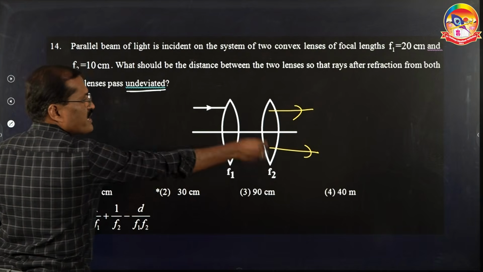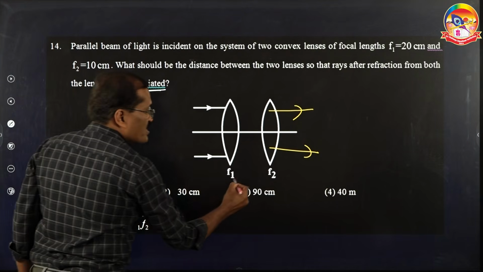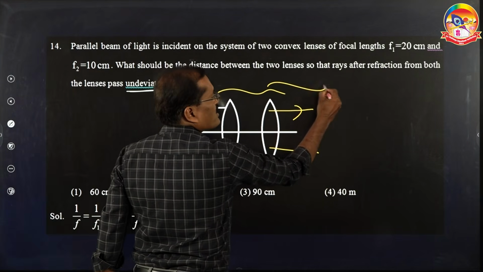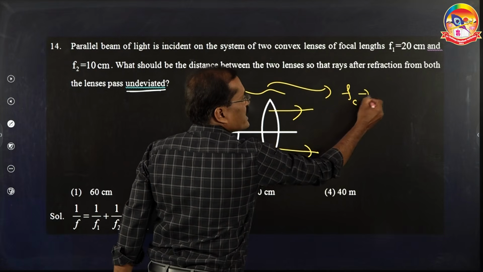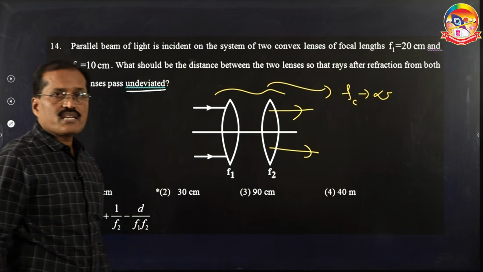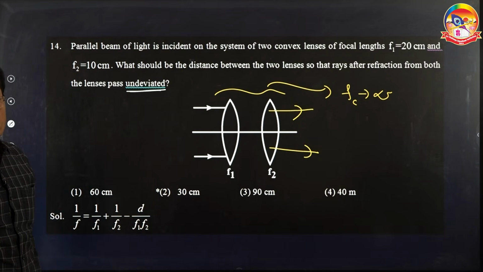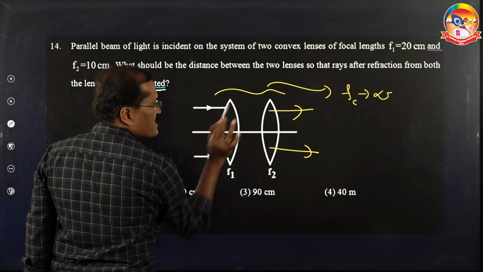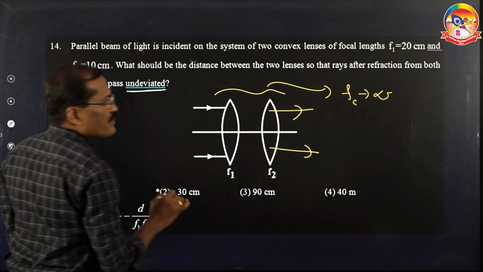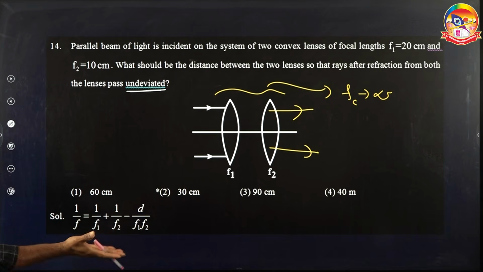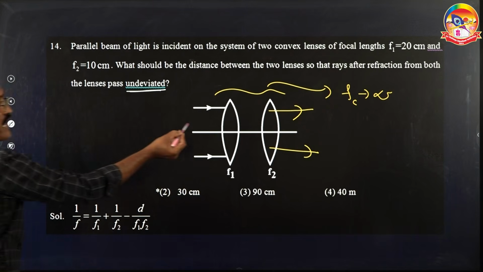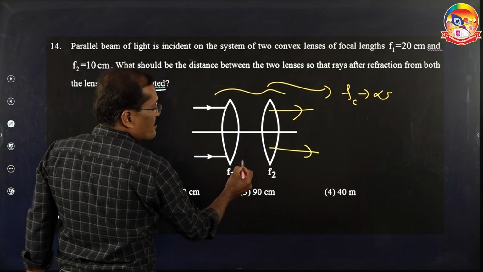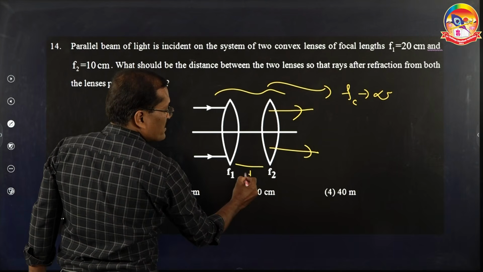Parallel rays come out parallel, and remember children, the focal length of the combination tends to infinity, because there is no net refraction at all. Ultimately the converging effect of one lens gets cancelled by the other, and finally the focal length becomes infinity, because the rays do not converge anywhere. In this case, the question asks what must be the distance between these 2.